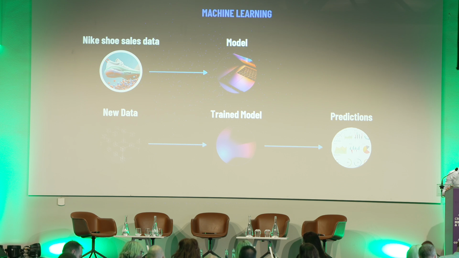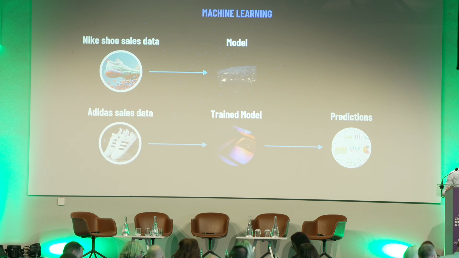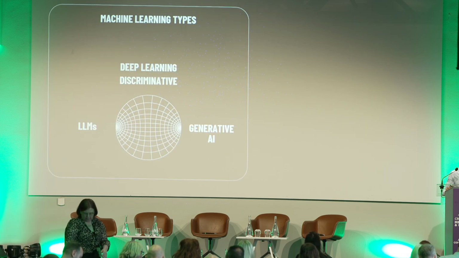So let's put an example. Let's assume that you have a model, and you feed that model with Nike shoe sales data. So you are going to be able to ask that model to predict how well a new Adidas shoe is going to sell based on data that we have fed the system from Nike shoes data, okay? So you have that data, you use it to train the model, and then you have another similar product, and you can understand how well it's going to perform.